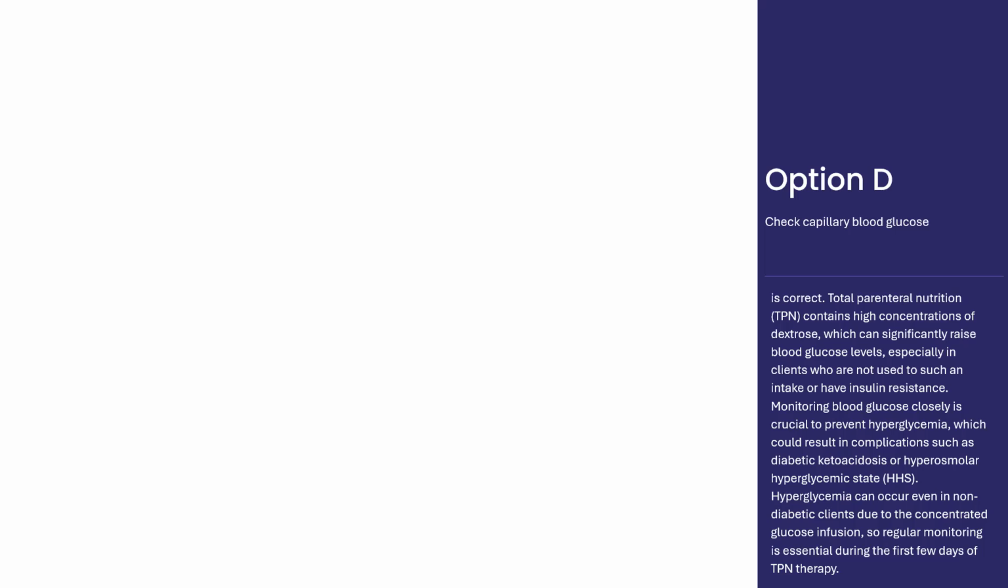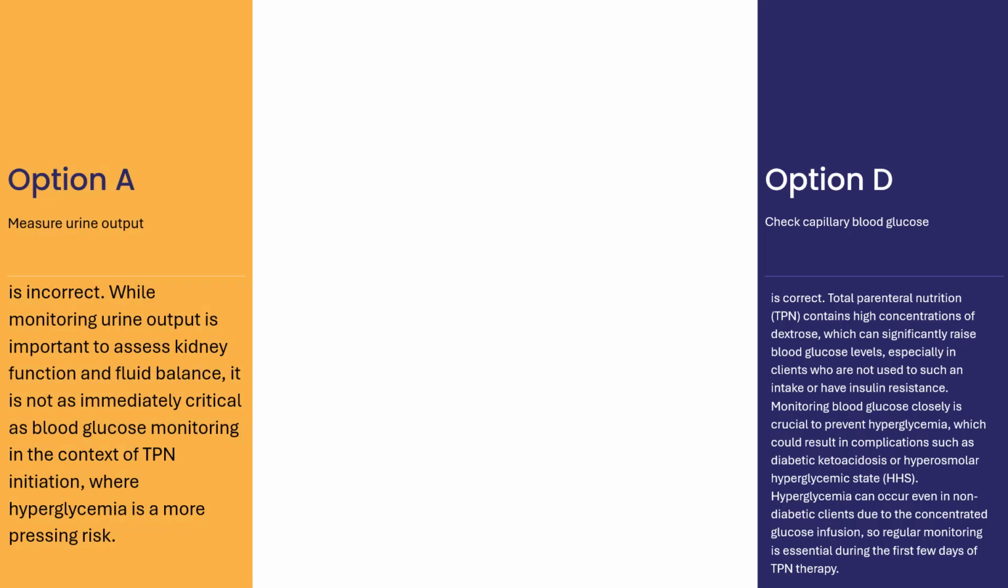A is incorrect. While monitoring urine output is important to assess kidney function and fluid balance, it is not as immediately critical as blood glucose monitoring in the context of TPN initiation, where hyperglycemia is a more pressing risk.